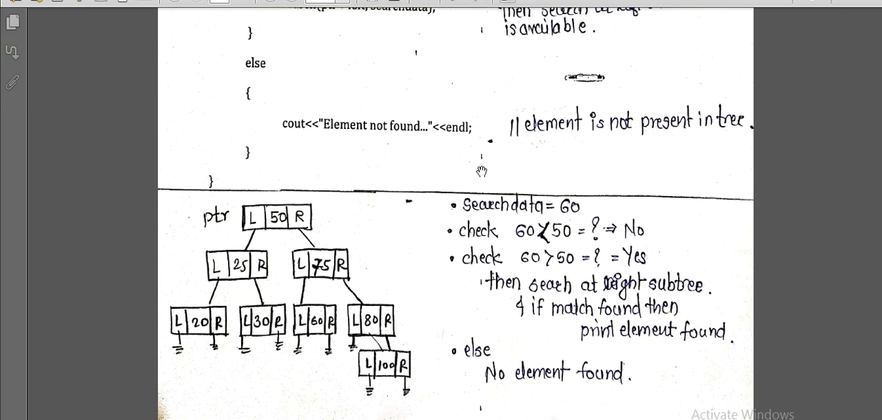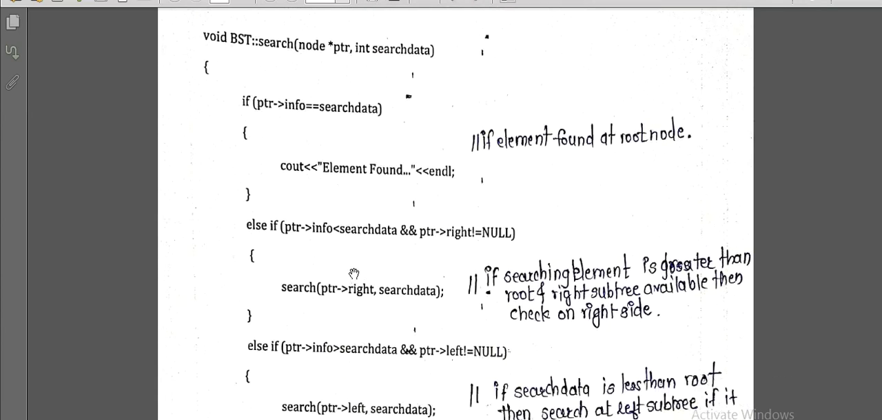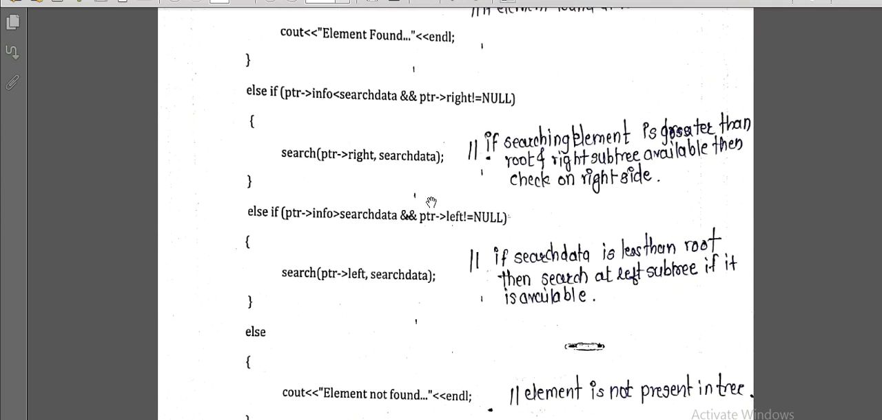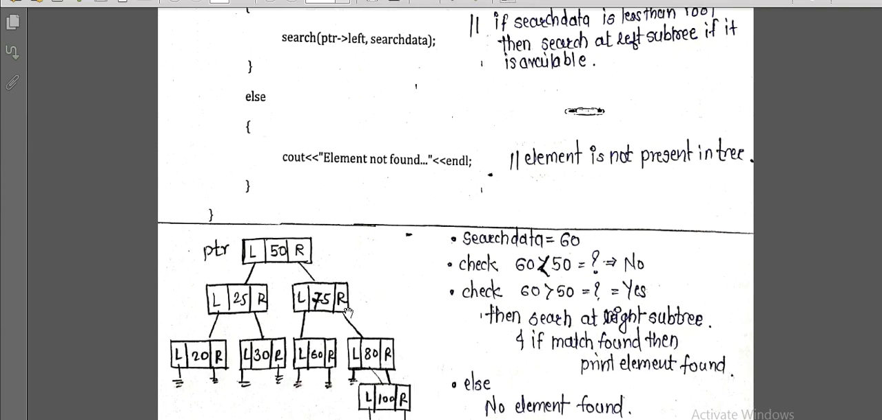Now this is the example of searching. Like we want to search the data 60, right? We want to search the data 60. So we'll check initially with the root node whether my 60 is less than or greater than. So first condition we'll check is whether the root info is less than the search data, meaning 60 is here, the root node is 50, right? So 60 is greater than 50. So we are going to check on the right side.